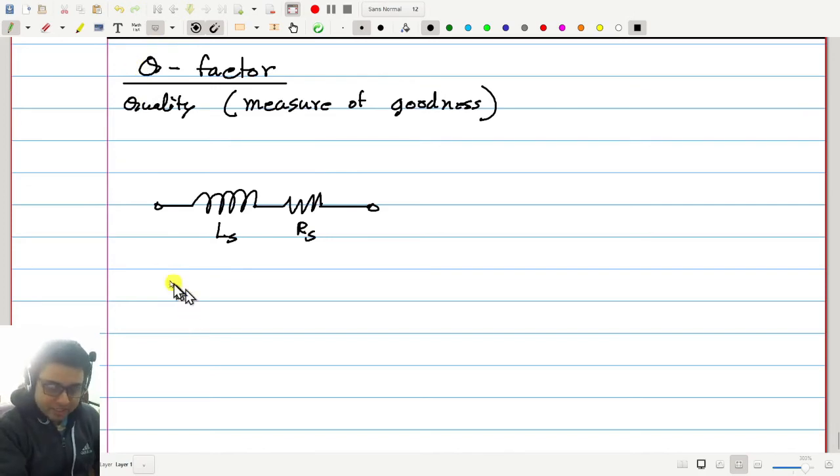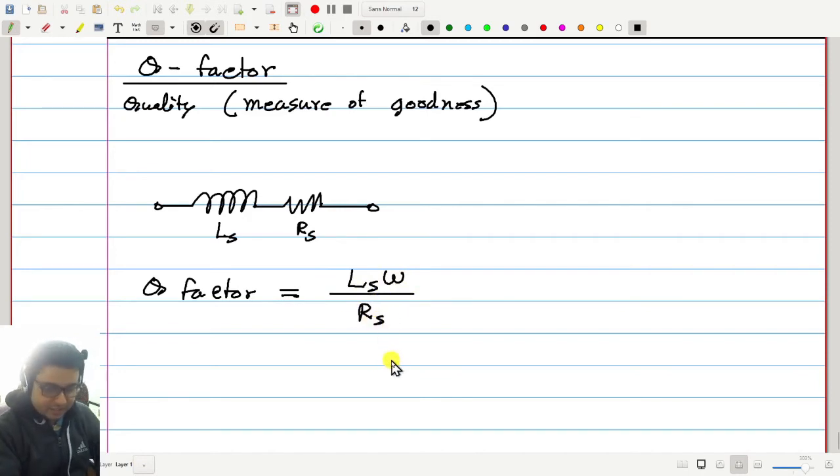And how do we measure that goodness factor? If this is close to a pure inductor, then what should happen? This impedance should be higher compared to this impedance. L omega should be higher than R. So we will denote the quality factor as the ratio of Ls omega by Rs. Okay, this is the measure of quality factor.